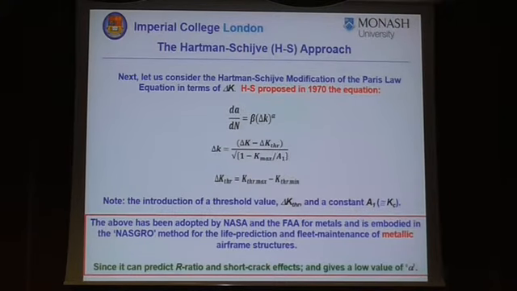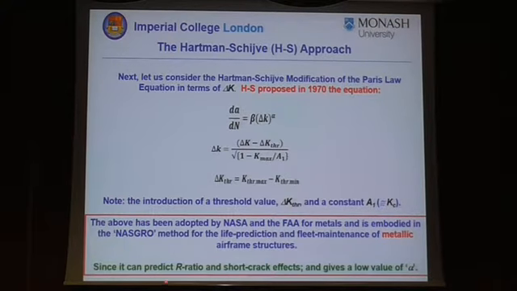And they are somewhat ahead of us, as you'd expect, with metals being around for a century or so more than composites and adhesives. And they have the NASGRO method, which is fully validated by both NASA and the Federal Aviation Authority. And essentially embodies, slightly more complex, the Hartmann-Schreiber equation for metallic airframe structures. And they use this for life prediction, design and fleet maintenance of metallic aircraft.